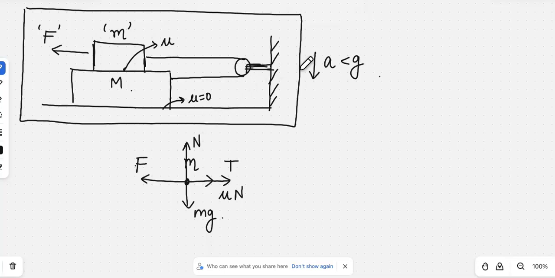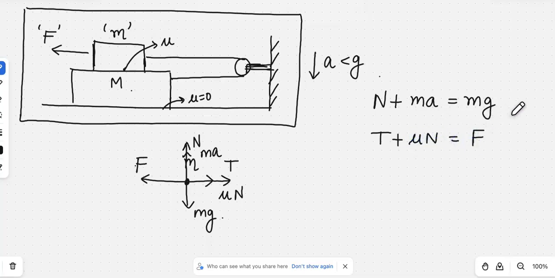You already know that when you are in an accelerated frame of reference, there will be a pseudo force in the direction opposite to that of the acceleration of the system. That means the pseudo force on this block will be small m times a upwards. Since the elevator is going downwards, it will be upwards. So here we have the equations then. N plus ma is equal to small mg, and then here we have T plus mu N is equal to F, capital F. So these are the two equations that you get.